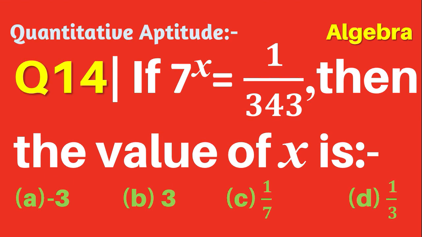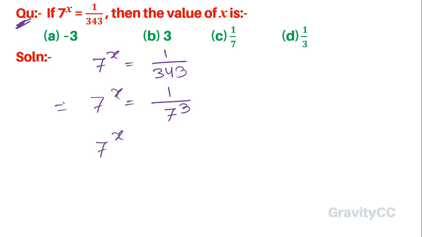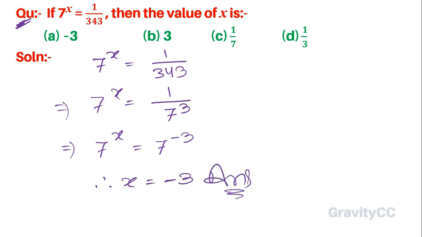Question: if 7 to the power x equal to 1 upon 343, then the value of x is. So here given 7 to the power x is equal to 1 upon 343. So 7 to the power x is equal to 1 upon 343, which is 1 upon 7 to the power 3. So 7 to the power x is equal to 7 to the power minus 3. So here bases are identical. So therefore x is equal to minus 3. Answer. So option A is the correct answer.